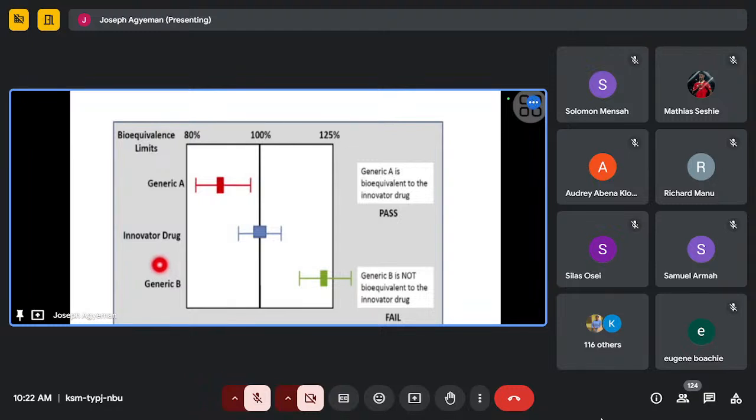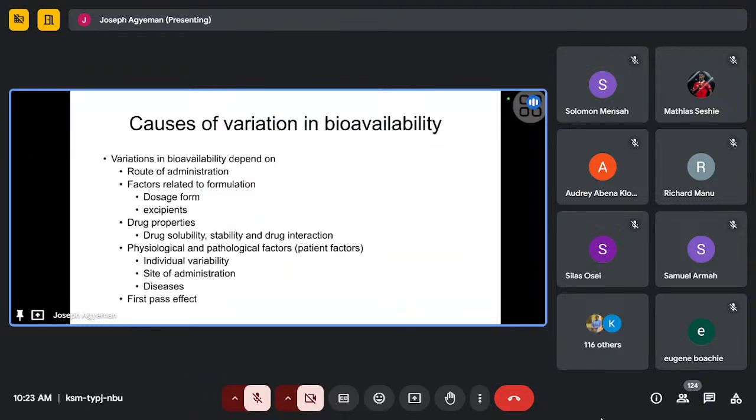Still not bioequivalent with or to the innovator brand. So what are some of the causes of variation in bioavailability? Some possible contributing factors to variation when it comes to bioavailability could be patient factors, drug-related manufacturing issues, and what have you. So let's look at it.